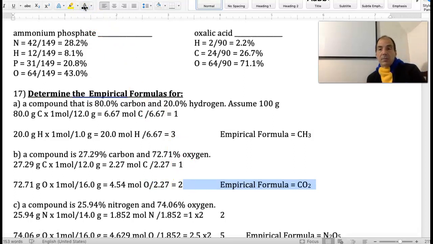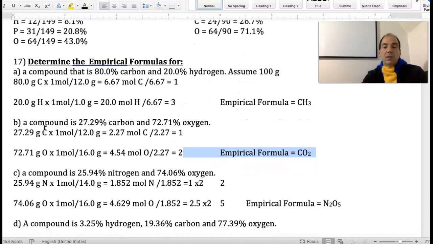Now, you might be saying, that's got to be carbon dioxide. It doesn't have to be, but it could be. Again, this is the empirical formula. We don't name empirical formulas. We name molecular formulas. So when we get to molecular formula, then we can talk about the name of the compound. Up until then, we don't make assumptions, okay? It's just not always going to work.